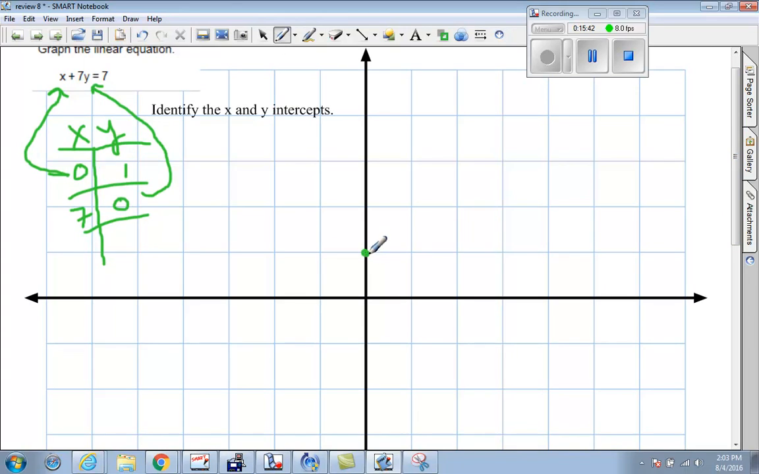So 0, 1 is right here. 7, 0: 1, 2, 3, 4, 5, 6, 7 is out here. And I can do my lovely little connect the dots tool. Zoop. Okay.